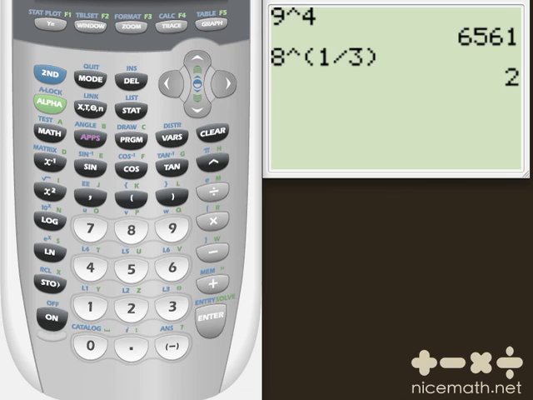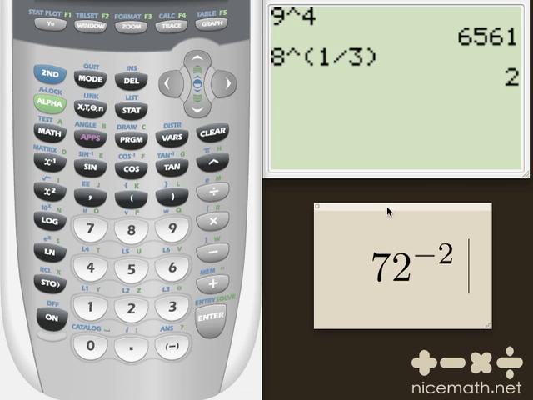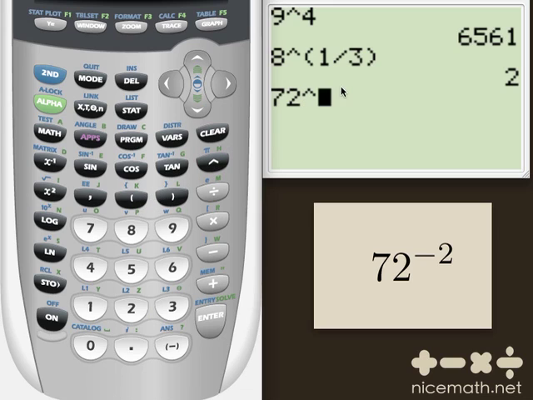Let's say we had a negative exponent, something like this guy. So in that case, we do 72 and we don't need to put the parentheses, although sometimes if you have a longer expression, it's a good idea to use the parentheses, but you don't have to. So to the -2 power.